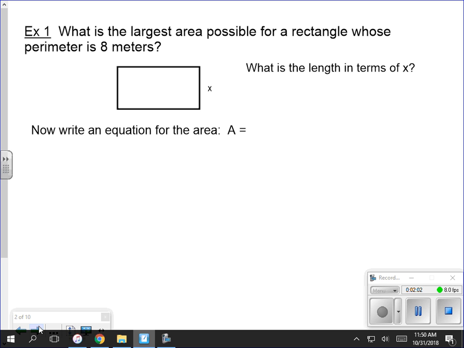So, what am I trying to maximize? Area. What I need to do is come up with an equation for the area using my other information. I can't use length times width, because when I want to take the derivative, I have to be able to do it with one variable. So I want to have my area written in terms of x only. If this side is x, that side is x. What are my other two sides?